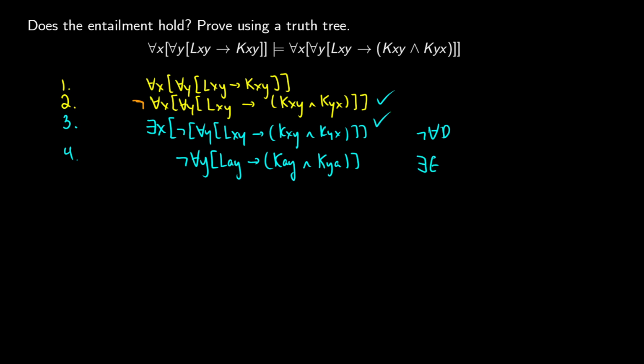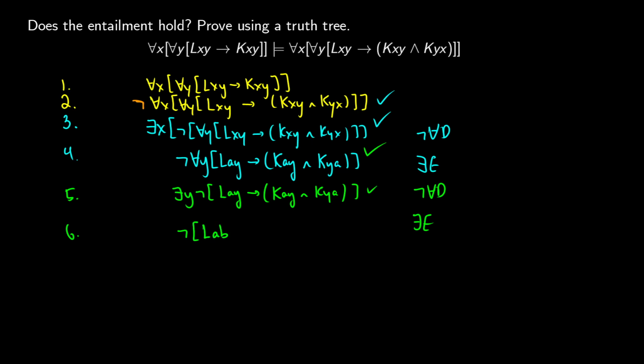Good, that one's done. Now for line 5, let's change colors. Let's do not all decomposition again. So we're going to push that negation through. So we'll get exists a y such that not, if LAY, then KAY and KYA. Okay, this means that in 6, we're going to have to do another substitution, but we cannot use A, so let's just use B for existential elimination. So we'll get, it is not the case that if LAB, then KAB and KBA.